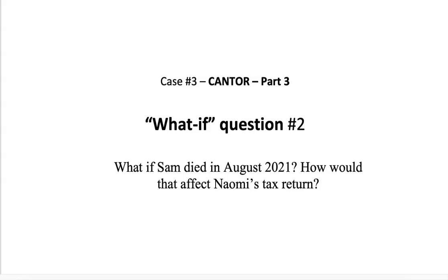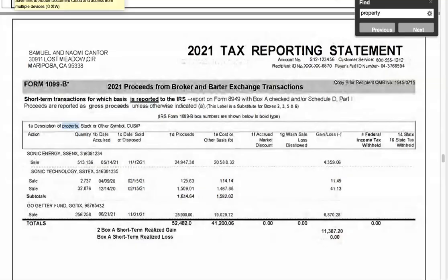The other thing is the value of stocks and bonds that the couple owns. Those get reset to market value as of the date of the death of the non-surviving spouse. So let's see if that makes any difference in this tax return. Here's page 3 of the Consolidated Broker Statement showing short-term sales. And notice that we have 2 sales that occurred in November. There's one. And here's one.